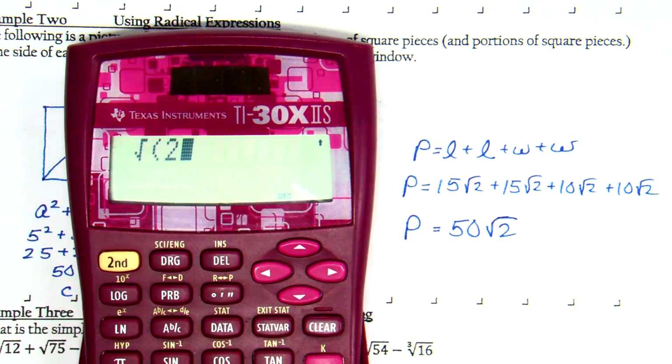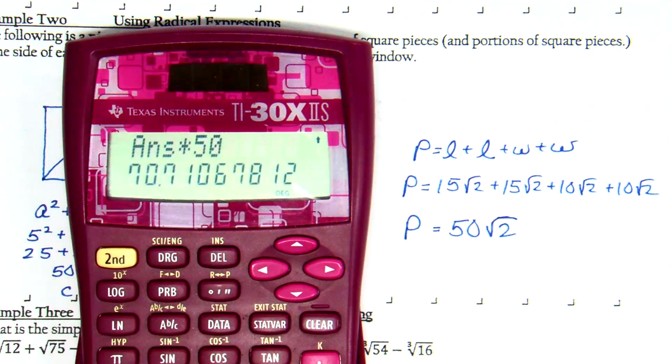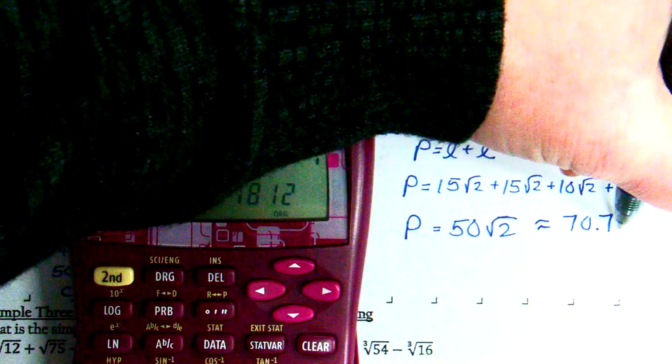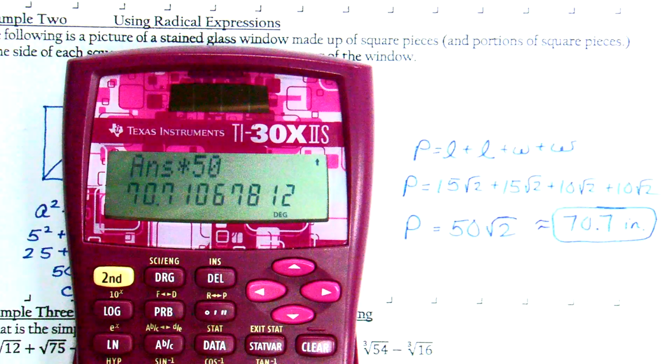If you change it around and do your square root of 2 first, you either have to end your parenthesis, and then you can do times 50, and I would still get that 70.7. Or I could do square root of 2, hit equals, and then times 50. It all comes down to knowing how some of your calculators are a little different too. You have to do things a little backwards. So know how to use your calculator is what it comes down to. So this is approximately, if you have to give a decimal, 70.7 inches.